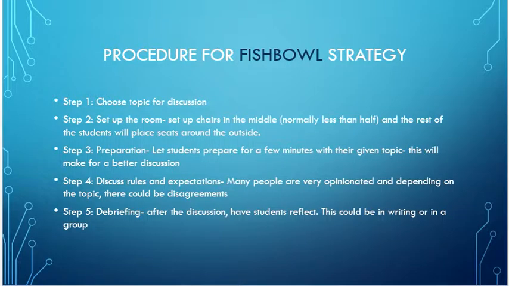The next thing you're going to do is prepare the students. So you're going to let them know what the discussion topic is going to be. This is going to allow for better discussion. Step 4 is going to be discuss the rules and expectations. Many people are very opinionated, so you want to make sure that they realize that this is a discussion versus a debate. Step 5 will happen after the fishbowl itself. So you will have the students reflect, and they can do this in writing or in a group discussion as well.